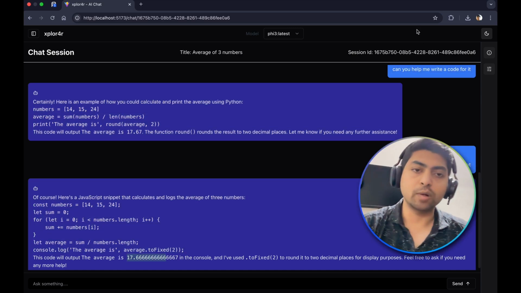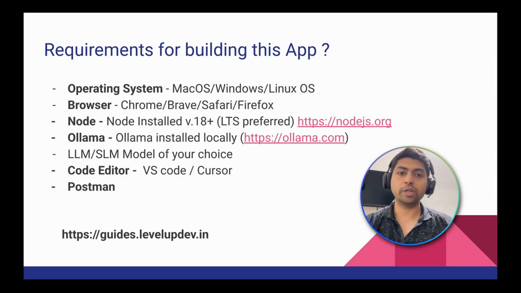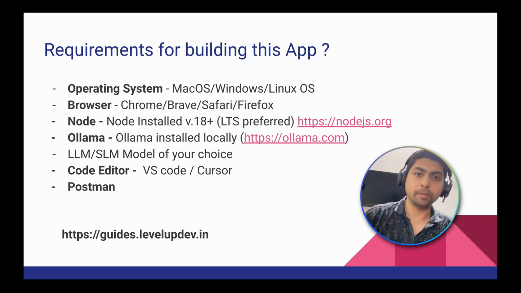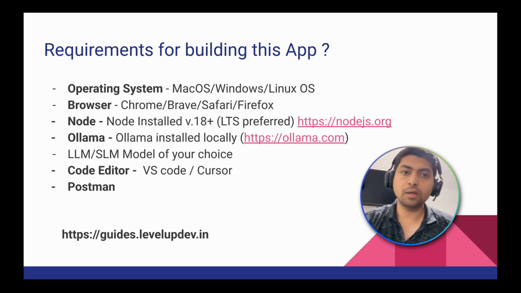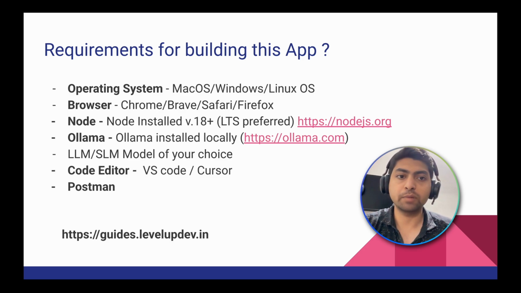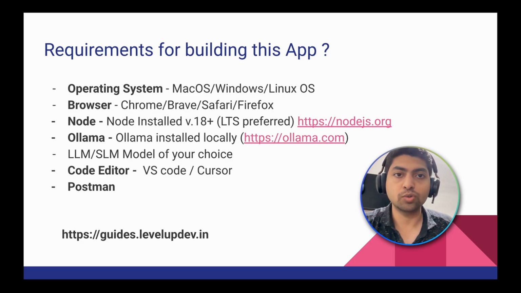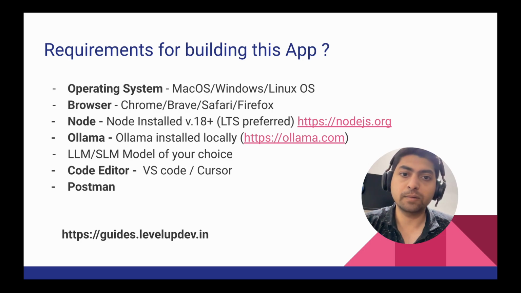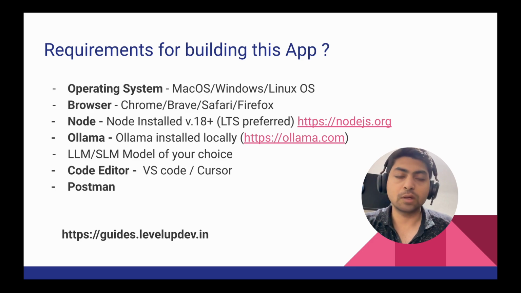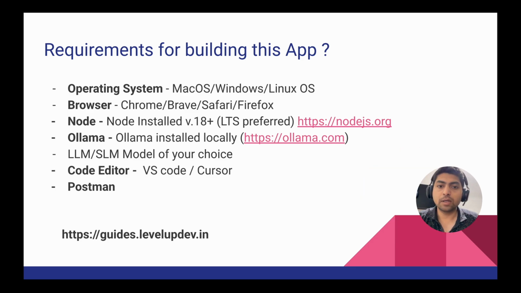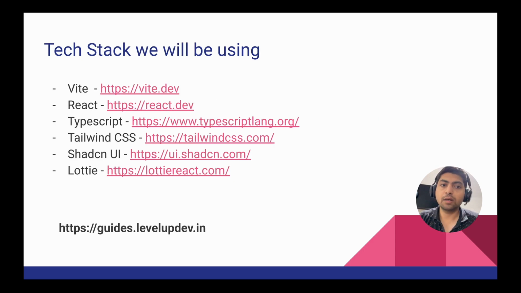So what are the requirements for building this app? You need a browser, Node.js, Ollama, and LLMs installed locally. If you don't have that, you can watch my previous video on how to set up Ollama and local LLMs. I'll be using the VS Code editor, but you can choose any that you prefer, Cursor or anything. Then the tech stack: we will be using Vite, React, Tailwind, TypeScript, shadcn, Lottie, and Ollama.